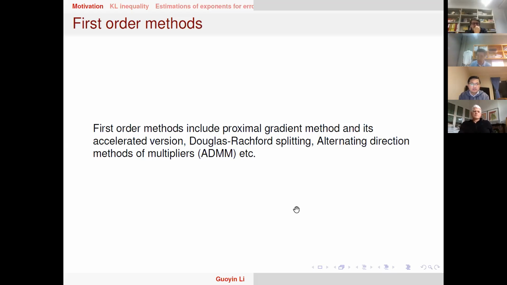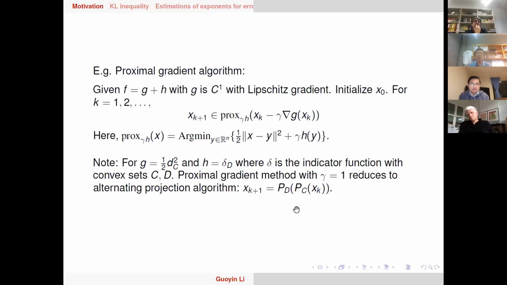So, okay, and just to be concrete, let me look at the proximal gradient method. This is probably the most common method. For this kind of method, as we've seen before, our function can be decomposed into the sum of two functions. Here, the first function, g, often is continuously differentiable with Lipschitz gradient. And the second function, h, we often require to be proximal friendly, in the sense that its proximal operator, which is defined here, can usually be easily computed.